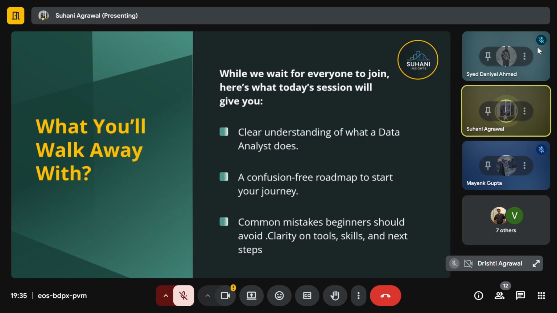I'll try to give you a roadmap for your data journey, how you can solve any data set, whether it's on Excel, Power BI, SQL, or Tableau. No matter the tool, the skill set will remain the same, and you can use it for every tool. And the last one will be what are the common mistakes we all make when we begin, and what is the clarity we need on the tools.